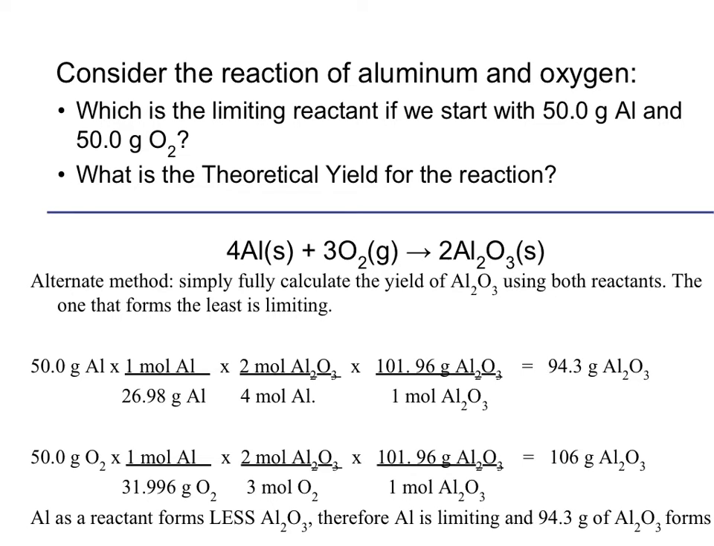However, we saw in this reaction that our 50 grams of aluminum only produces 94.3. And so that is the most aluminum oxide that can be made, because that's how much our amount of aluminum will give us. And so since aluminum as a reactant forms less aluminum oxide than oxygen, that means that aluminum is our limiting reactant and will form 94.3 grams of our aluminum oxide.